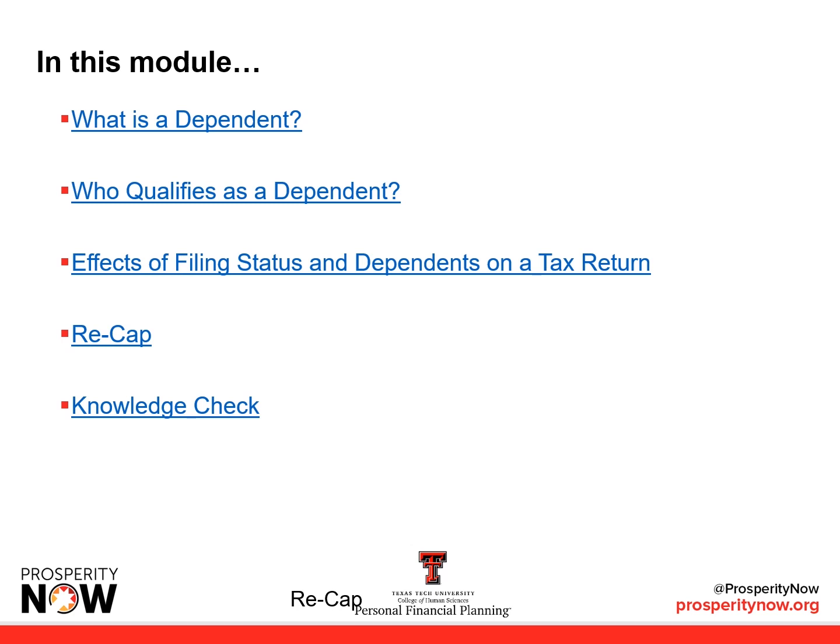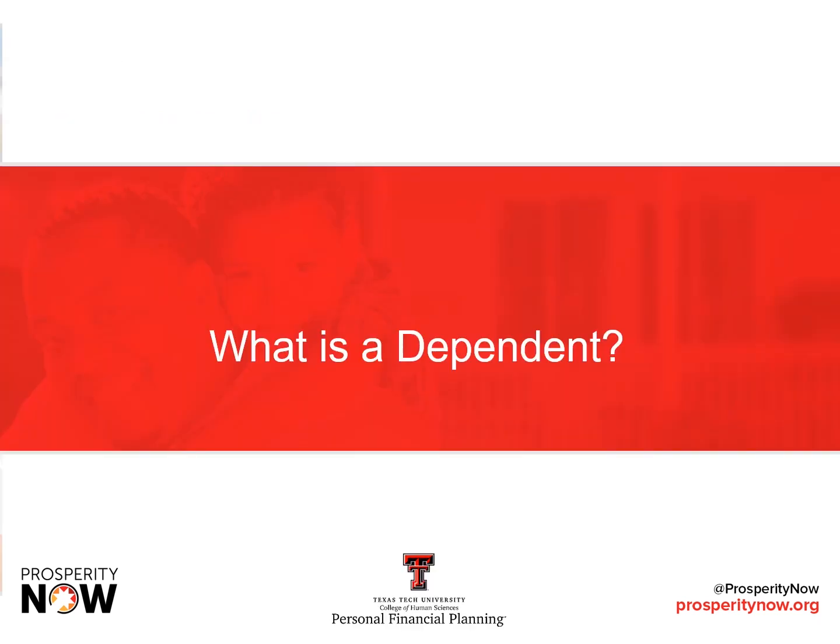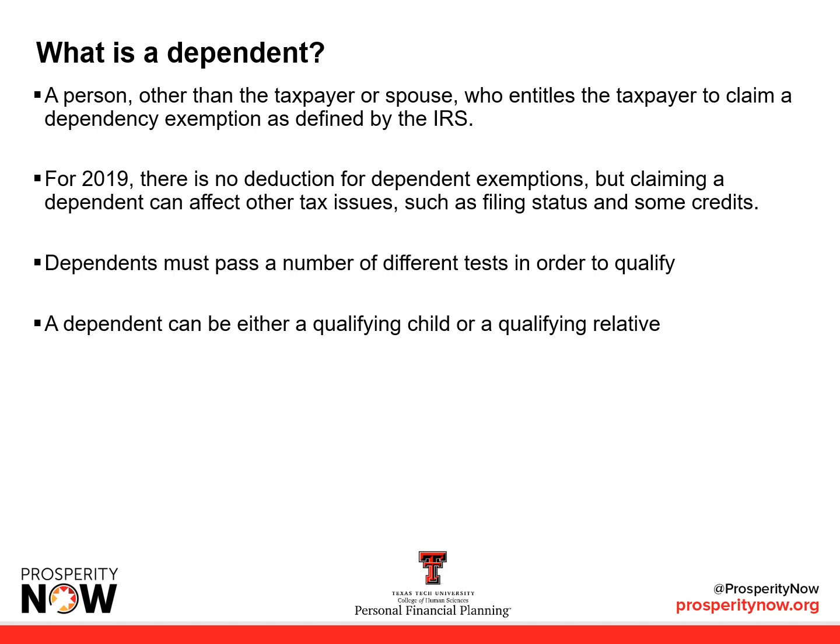What is a dependent? Who qualifies as a dependent? The effects of the filing status and dependents on a tax return, a recap, and then we'll end with a knowledge check. So, what is a dependent? A dependent is a person other than the taxpayer or spouse who entitles the tax person to claim a dependency exemption as defined by the IRS.